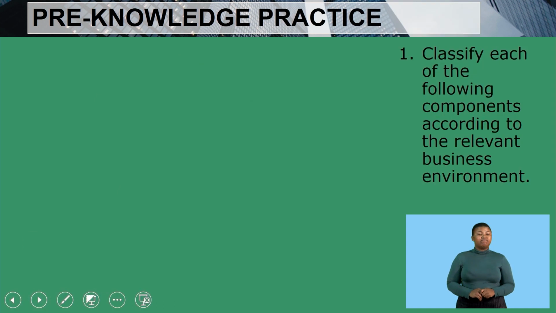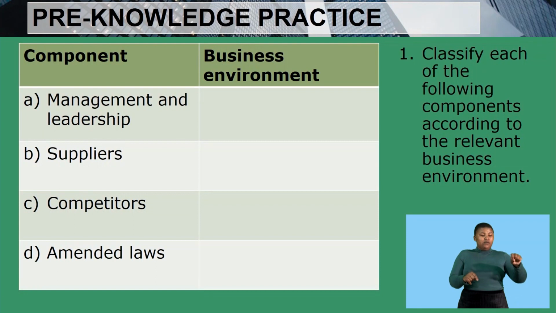All right, so this is a bit of a pre-knowledge practice question. The question asks, classify each of the following components according to the relevant business environment. So now it's important for us to know and understand which components are in which environments, because this will help us in this type of question. So if we look at the components, the first one being management and leadership, you should know that management and leadership is a component, of course, in the microenvironment. So our business environment in this case is the microenvironment.